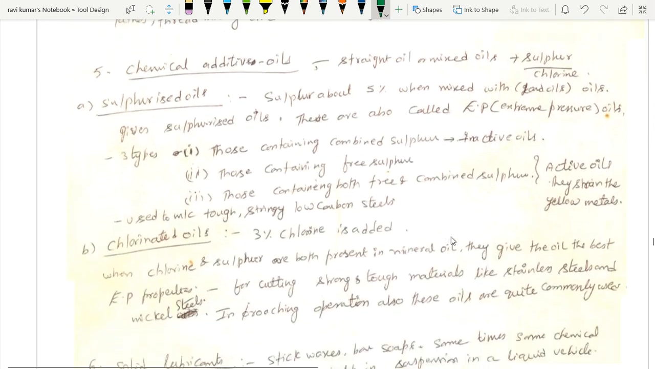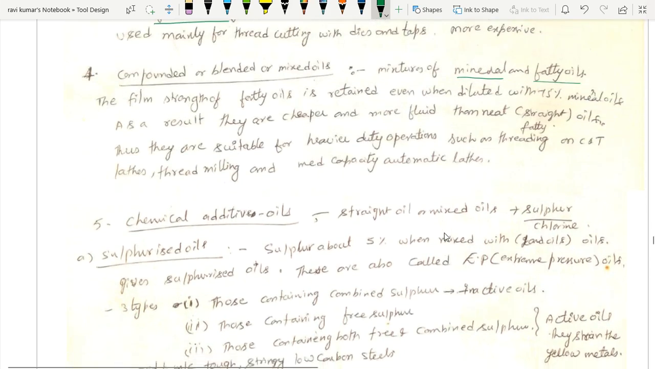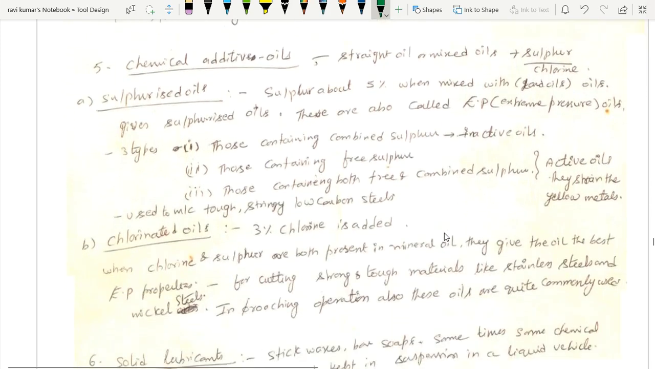Next, chemical additive oils. So beyond this blending, there are situations where the lubricating action or the cutting action is incomplete. In that case, if I add up sulfur 5% or chlorine 3%, they produce oils with extreme pressure characteristics. What is this extreme pressure characteristics?